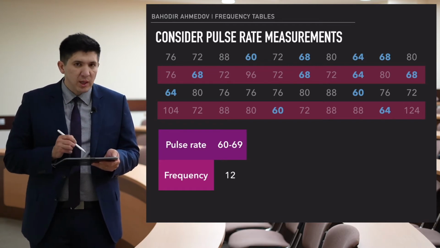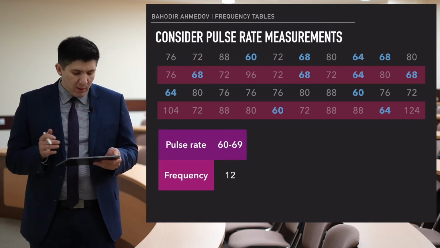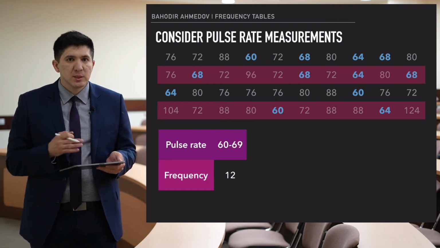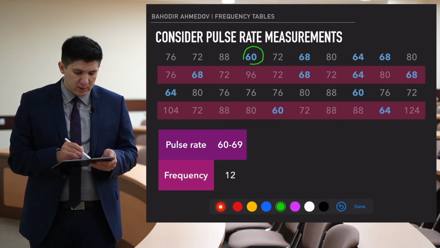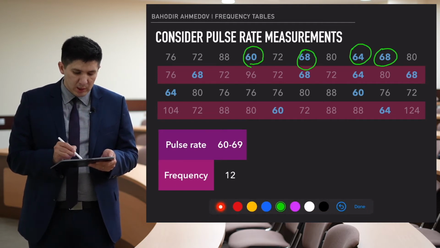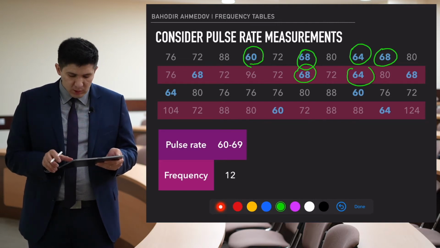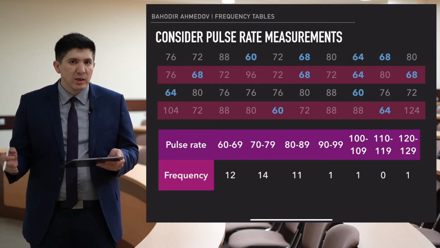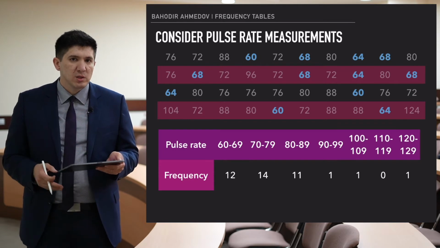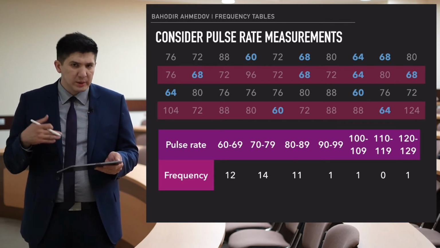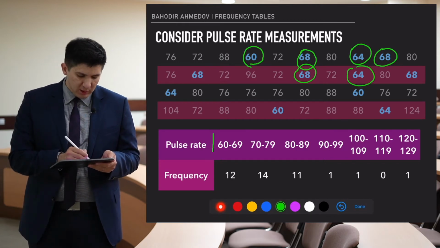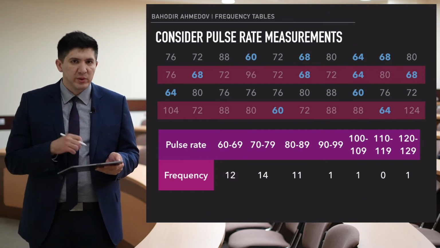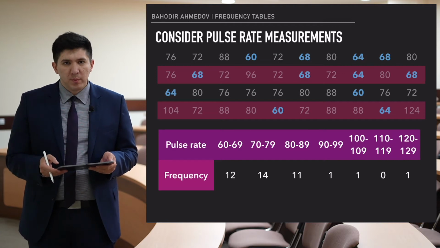For example, if I create the category between 60 and 69, there are 12 women with a pulse rate in this range. We can see here that it is 60, 68, 64, 68, 68, 64, and so on. We can do this for all the other data values and categorize them into the 70-79 class range, the 80-89 class range, and so on. This is called a frequency table, where we create the categories and then count the number of items which fall into each category. Let's discuss the properties of those categories.